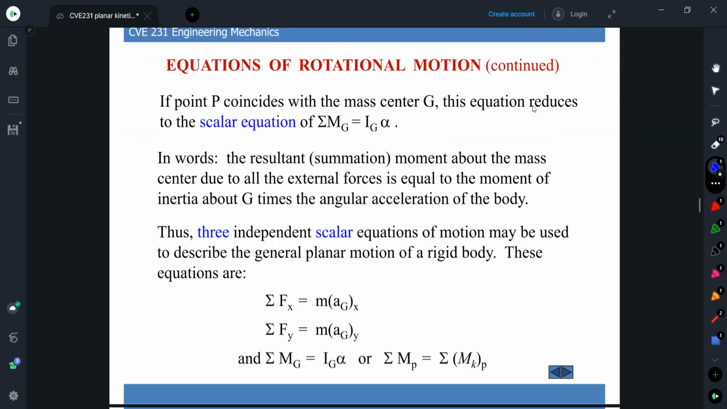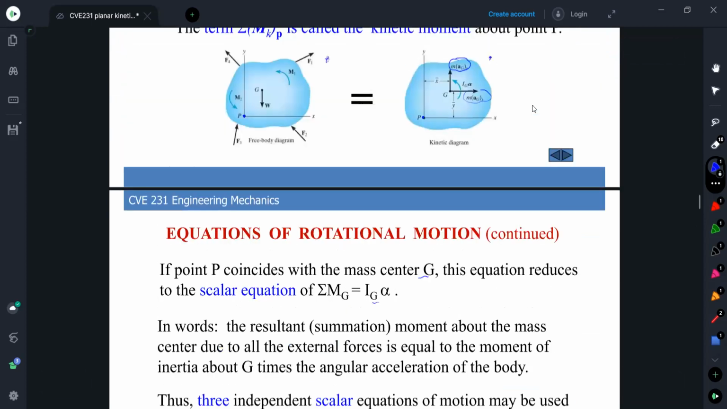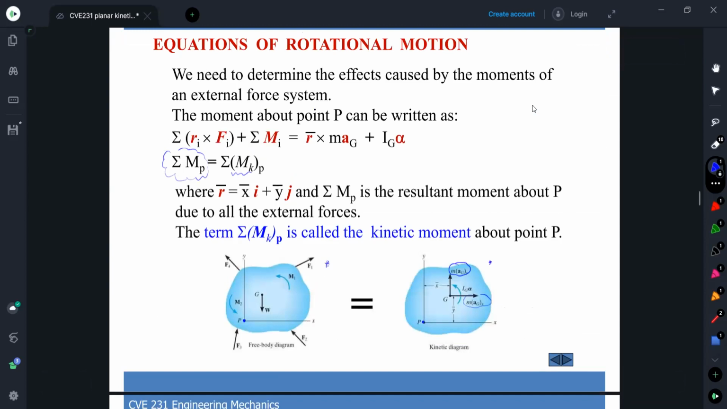If we take moment about point G, the center of mass, this equation reduces to summation M_G equal to I_G alpha in the z direction. This is because if the point for taking moment becomes point G, then m a_gy and m a_gx pass through the point where we take moment, so they produce no moment. So we have only I_G alpha.